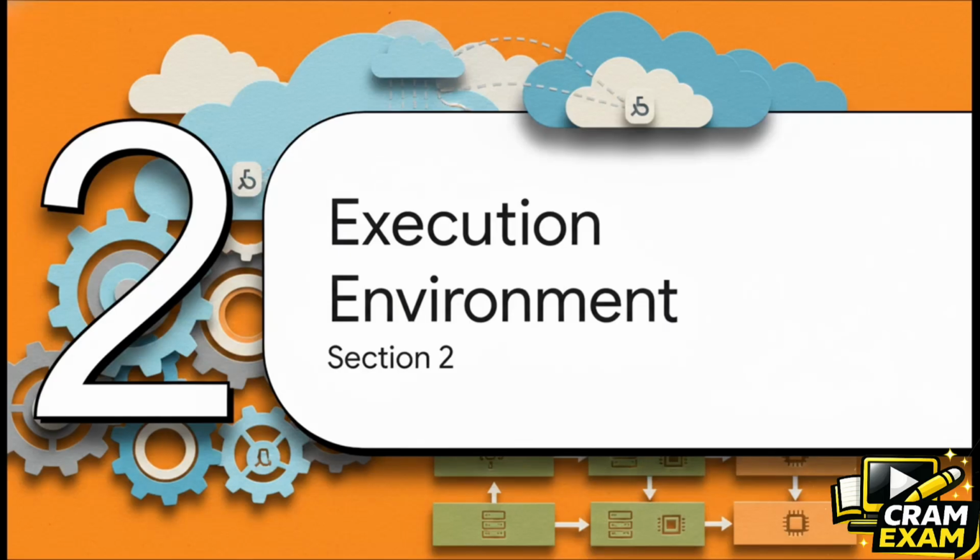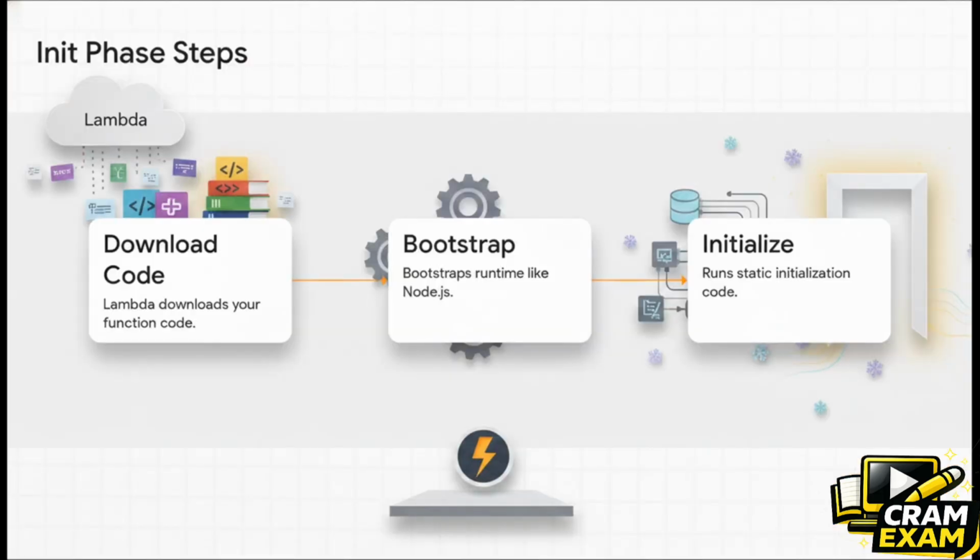Okay, let's dive into this. Section 2, the execution environment. We're going to map out the exact step-by-step mechanical flow of how this works. When your function receives its very first request, it enters the init phase. This is that notorious cold start. First, Lambda downloads your code. Then, it bootstraps your chosen runtime like Node.js or Python. Next, it runs your static initialization code.